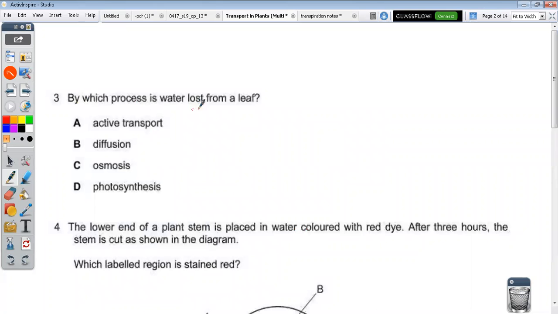By which process is water lost through the leaf? I even mentioned the other day, and I said it's never osmosis. It's what? Diffusion. Because we're talking of water vapor.